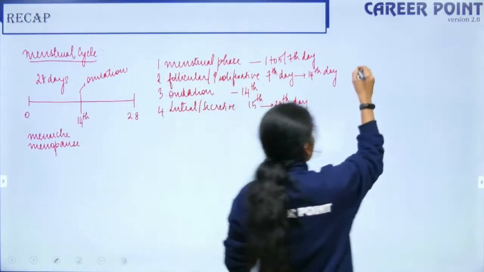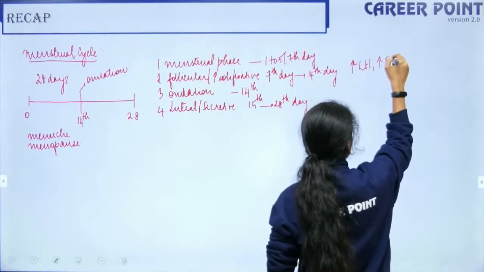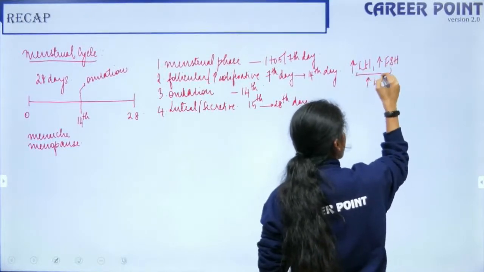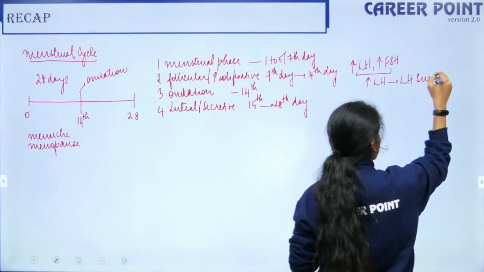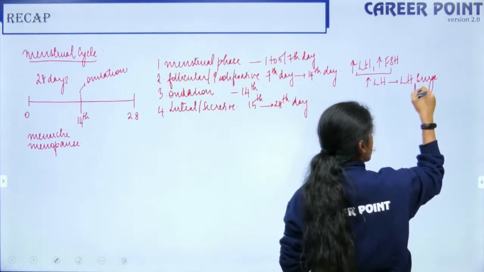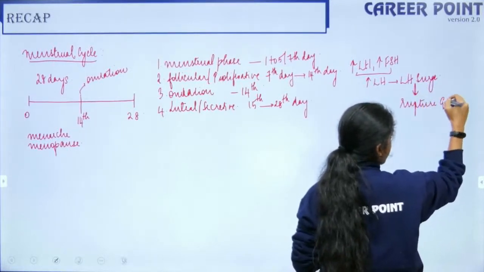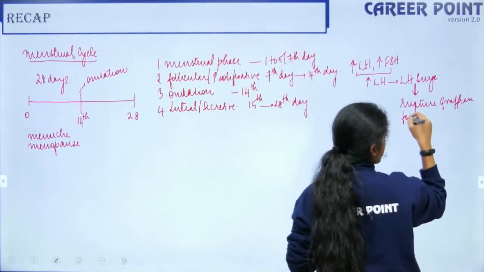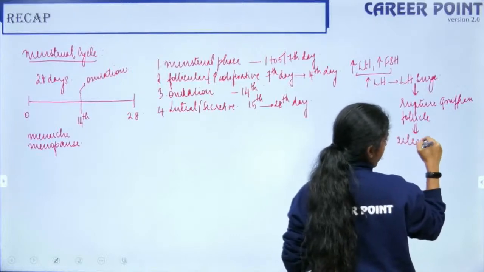In your follicular phase, you have increased concentration of LH and increased concentration of FSH. At one point, the concentration of LH is so high that it is called the LH surge. This causes the rupture of the Graafian follicles, releasing the secondary oocyte.